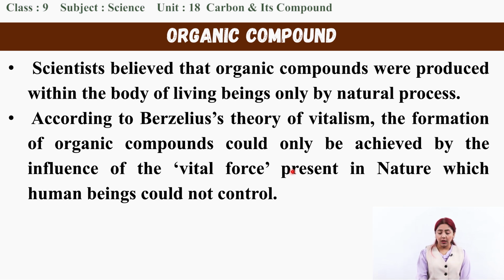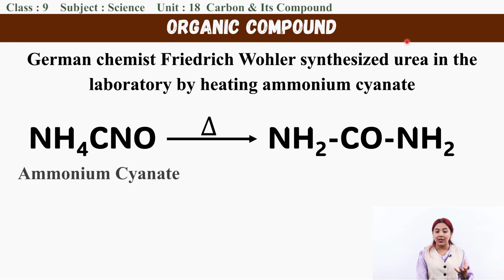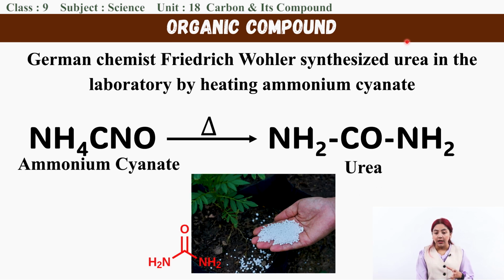Scientists believed this until German chemist Friedrich Wöhler synthesized urea in the laboratory by heating ammonium cyanide. Now, urea is an organic compound, and he successfully synthesized an organic compound in the laboratory, which was completely against the theory of vitalism. So what he did was he heated ammonium cyanide for a short period of time, and he got urea, which was an organic compound. And the urea that is used as a fertilizer for plants today was the first organic compound to be synthesized in the laboratory.